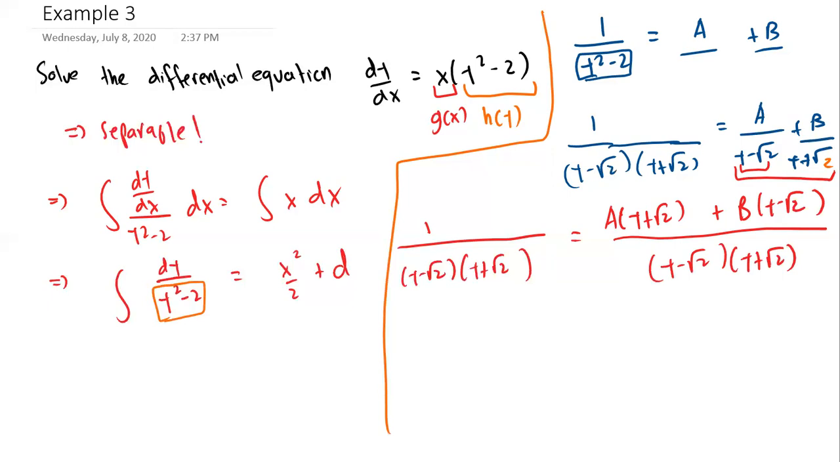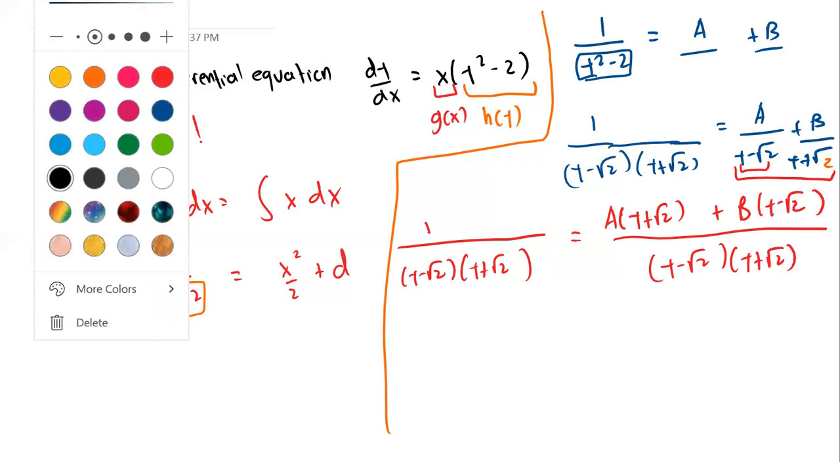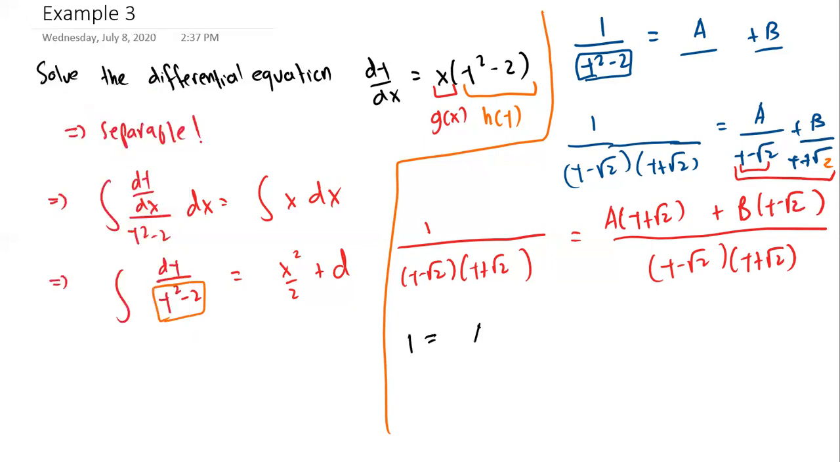Now, if you remember, the only way two fractions with the same denominator are equal is if the numerators are equal. So really the equation we have to solve here is 1 equals A times (y plus square root of 2) plus B times (y minus square root of 2). All of that equals 1. So 1 equals this.